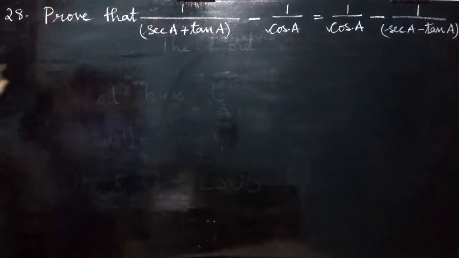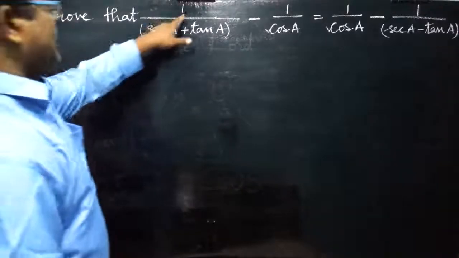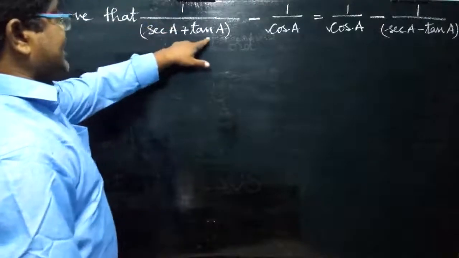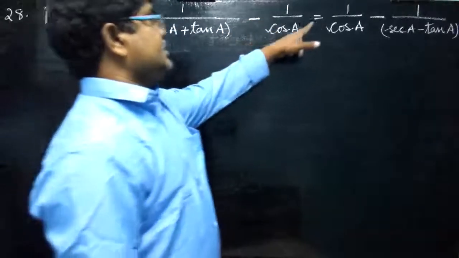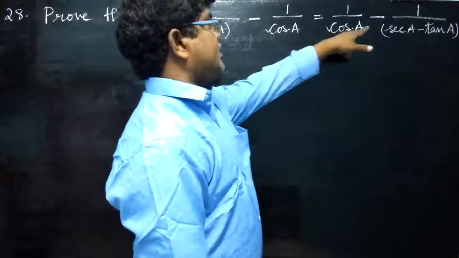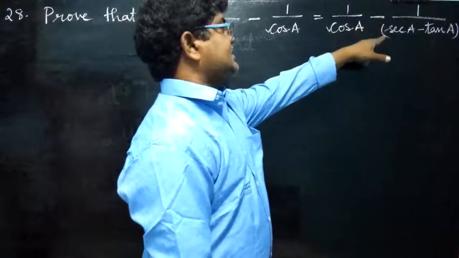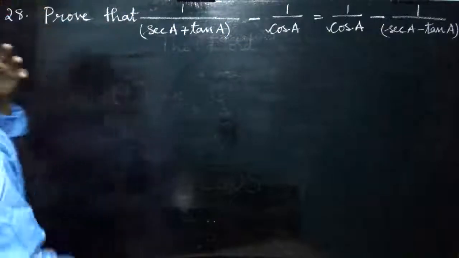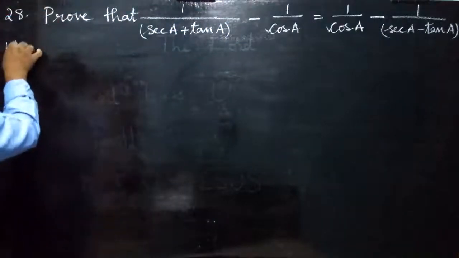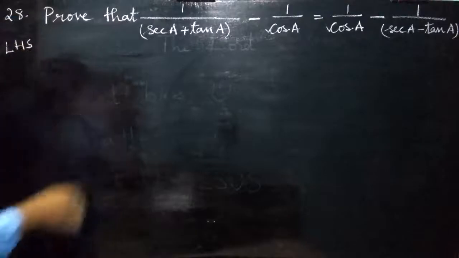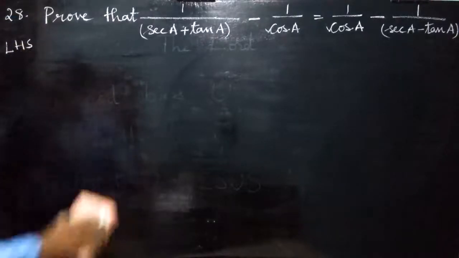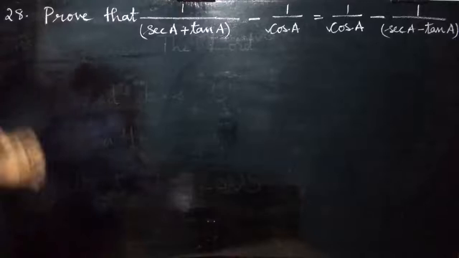28th problem. Prove that 1 by secant A plus tan A minus 1 by cos A is equal to 1 by cos A minus 1 by secant A minus tan A. So LHS, they told to prove that now. We will take the problem completely. Instead of taking LHS and RHS separately, we will do it at a stretch.